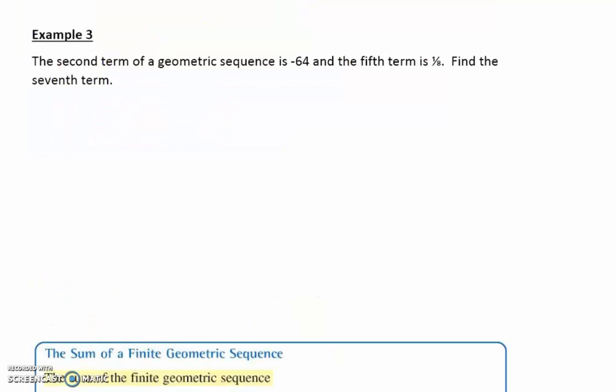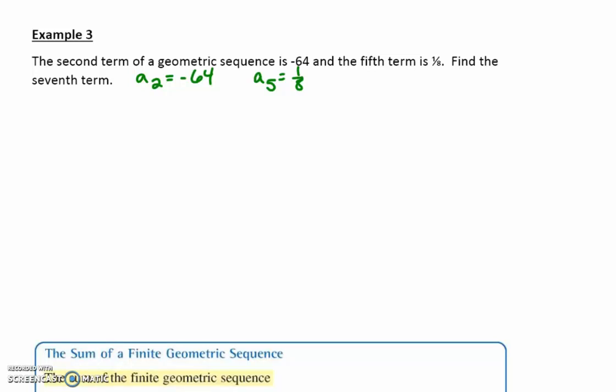So let's take a look at example 3. The second term of a geometric sequence is -64, so a sub 2 is -64. The 5th term is 1/8. We want to find the 7th term. Let's see if we can figure out what the formula should be based on the information that we have.